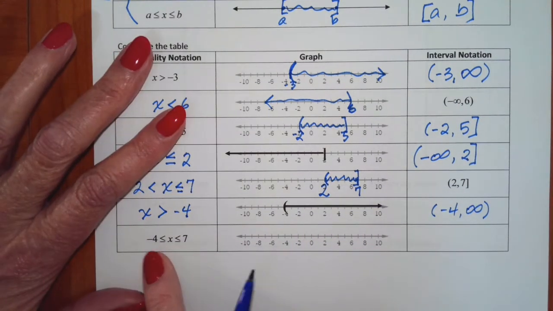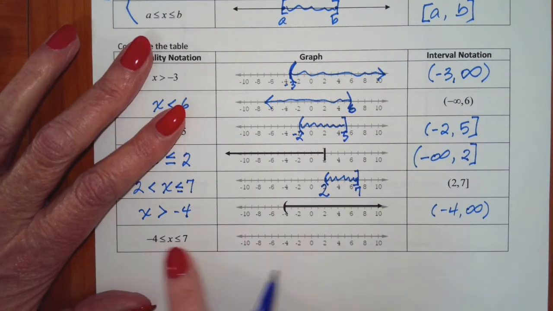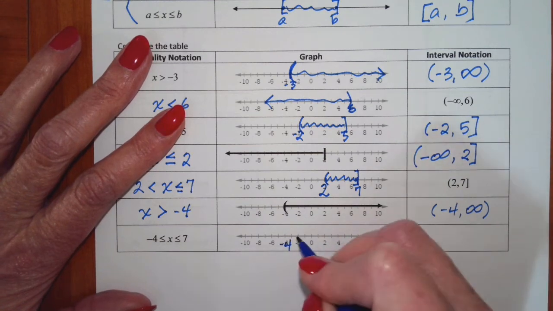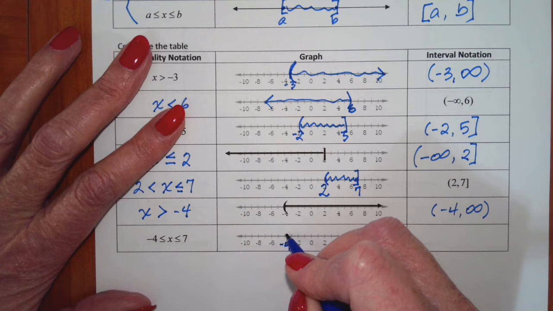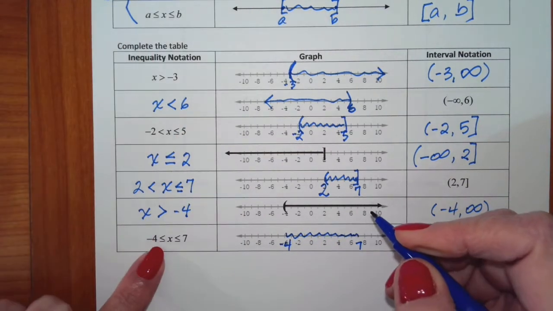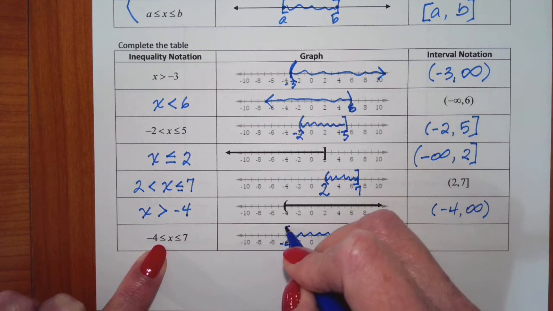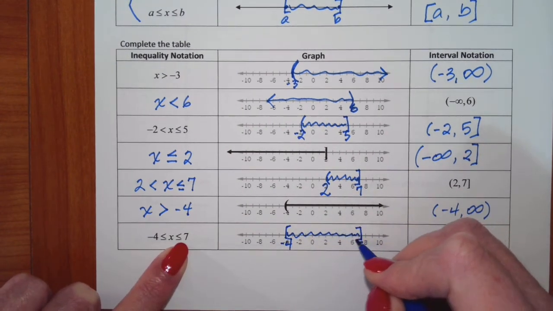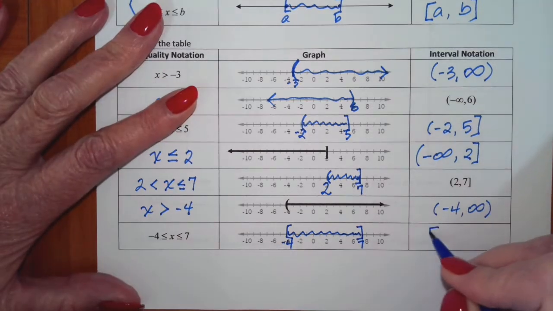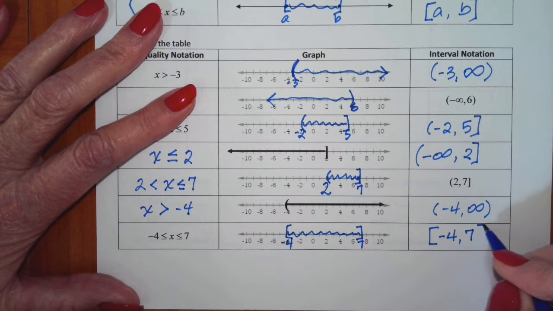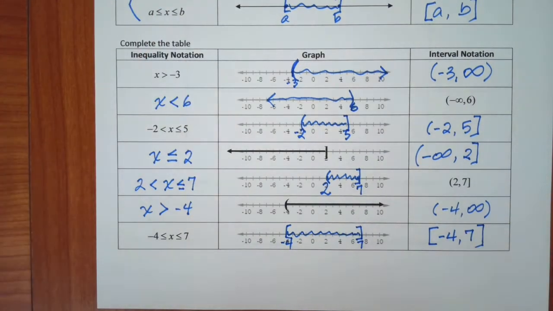And then lastly, if I have negative 4, it's between negative 4 and 7. So it's everything in here. It includes the negative 4, so it's a bracket. It includes the 7, so it is also a bracket. So in my interval notation, it's everything between negative 4 and 7, including those endpoints.